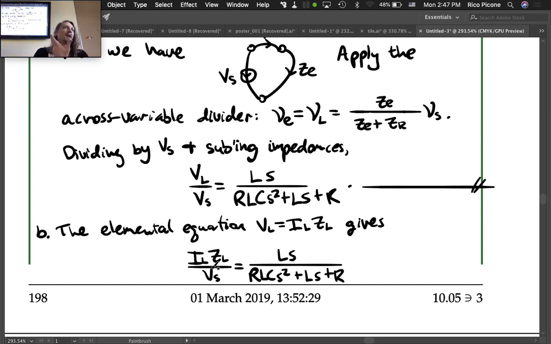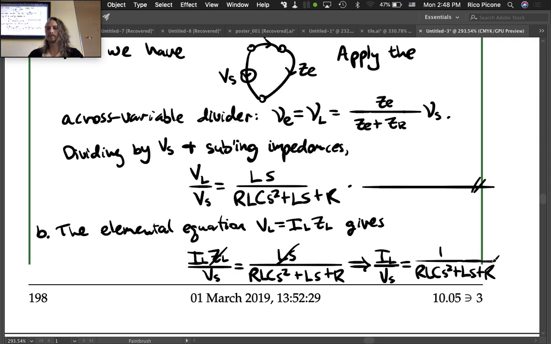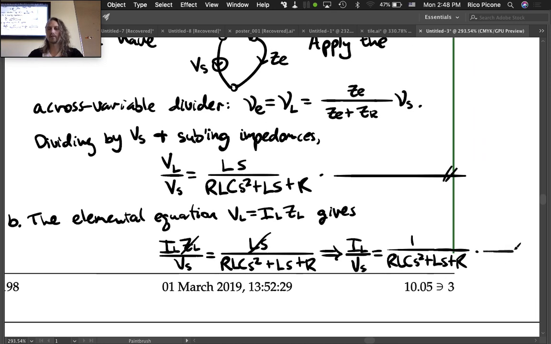And now we pretty much have it. All we need to do is divide both sides by ZL. What is ZL? LS. Just LS. So it's just going to cancel this LS, right? So we could do that, and we're just going to get IL over VS equals 1 over RLCS squared plus LS plus R. Whoa. I could have started way over here, but I don't know why I went over on the right. So that's not bad. That was using that method to get to the solution.